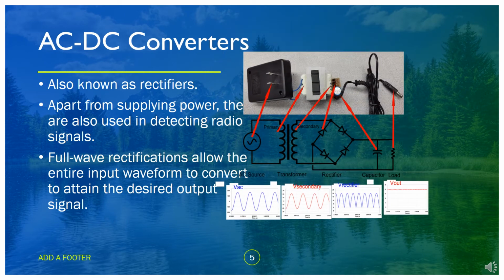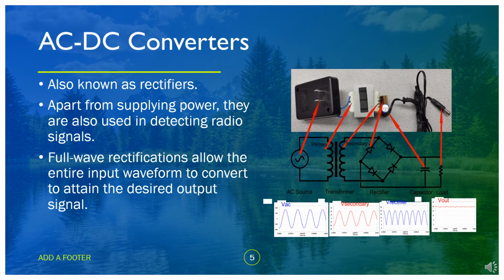AC-DC converters, however, are involved in the system's rectification process. Hence, they are also known as rectifiers. Apart from supplying power, they are also used in detecting radio signals. And the rectification process can be full wave or half wave. Half wave rectification allows only one half of the input waveform supplied to achieve the desired outcome. On the other hand, full wave rectification allows the entire input waveform to be converted to attain the desired output signals.